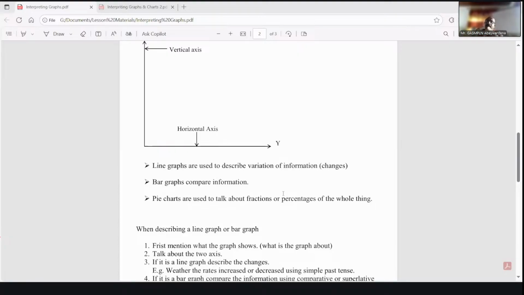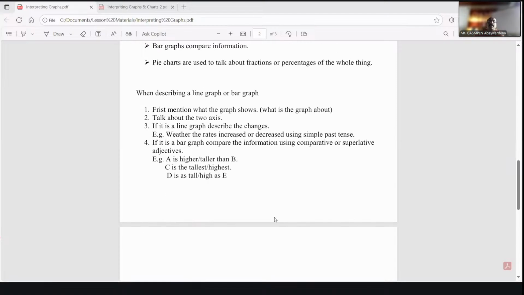We can look at pie charts in different angles. Maybe 100 or 1. I think you understood what I told you. Then when describing a line graph or bar graph, there are some common things. Steps number 1 and 2 are common. Whether it is a line graph or bar graph, the first step and second step are similar. The third and fourth steps are different.